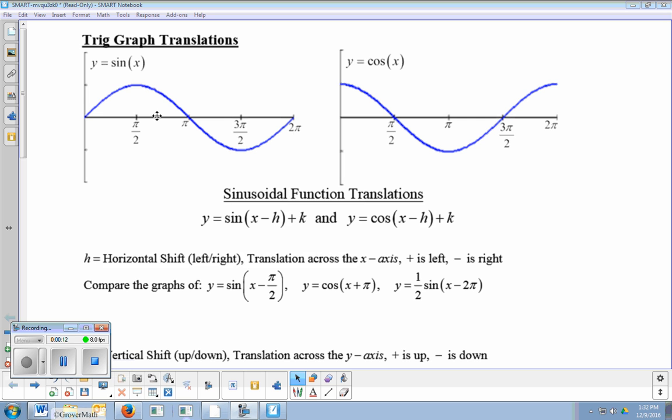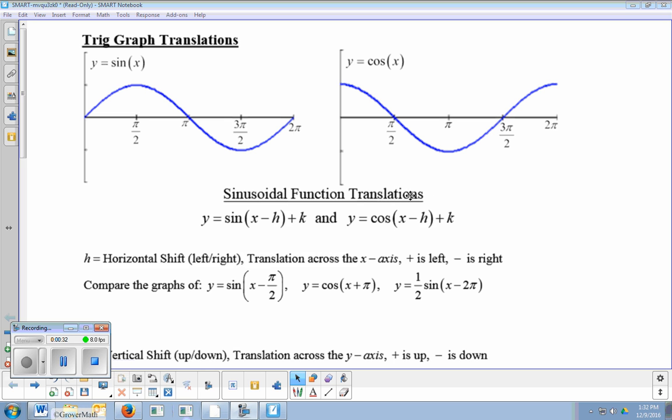We also learned how, when we reflect over the x-axis by having a negative coefficient on sine or cosine, multiplying the function by a negative value reflects it over the x-axis. So we've seen amplitude, frequency, period, basically the dilations and the reflections. Now we're going to talk about the translations.